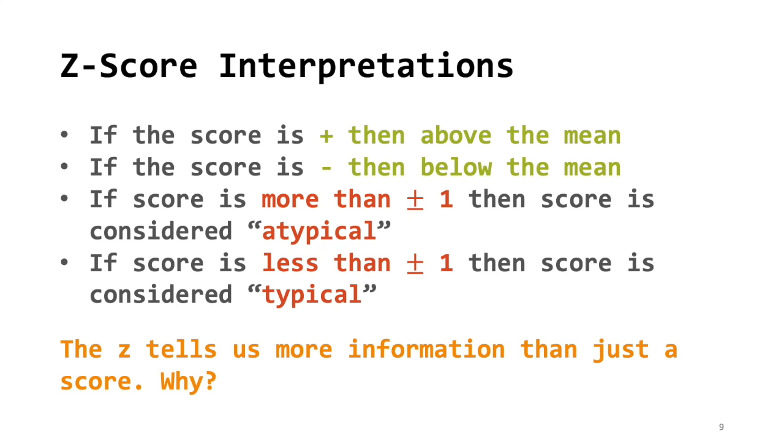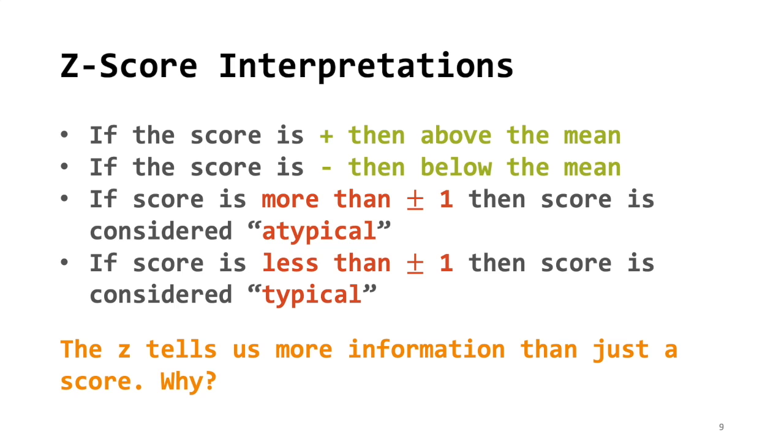So the interpretation, like I was mentioning, if the score is positive, then it's above the mean. If the score is negative, then it's below the mean. If the score is more than plus or minus 1, so if it's more than plus 1 or lower than minus 1, then the score is considered atypical. So when we scored a z-score of 1, we were right at that border where it's starting to turn atypical. You're kind of far away from the mean. If the score is less than 1 or negative 1, closer to 0, then the score is considered typical.